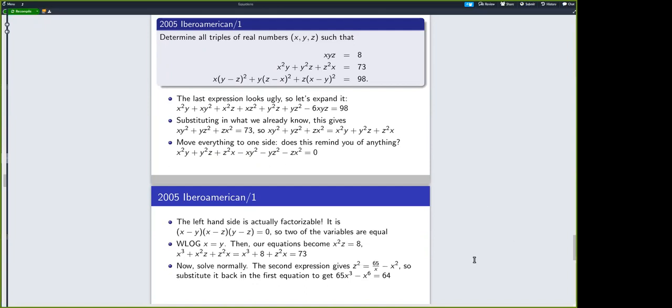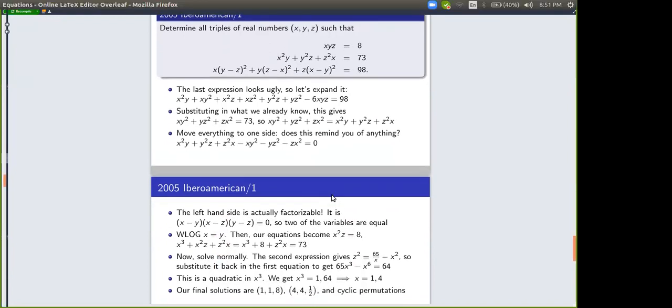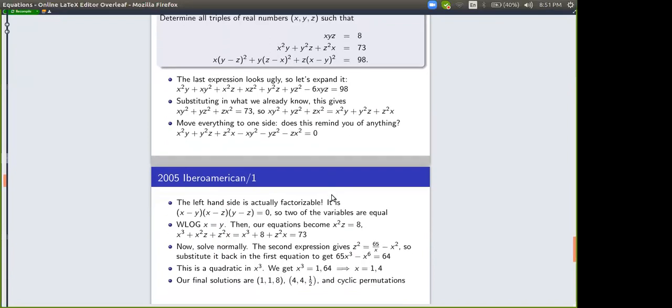Yeah, this is just a quadratic in x cubed. And not only is it quadratic, it's a factorable quadratic. We'll get that x cubed is either equal to 1 or 64, which means that x is equal to 1 or 4. And then we just plug it back into the initial equation to find z, and we're guaranteed that it works. So our final solutions are (1, 1, 8), (4, 4, 1/2), and cyclic permutations. What that means is that we could also have (8, 1, 1) because we assumed that x equals y. So are there any questions for this one?